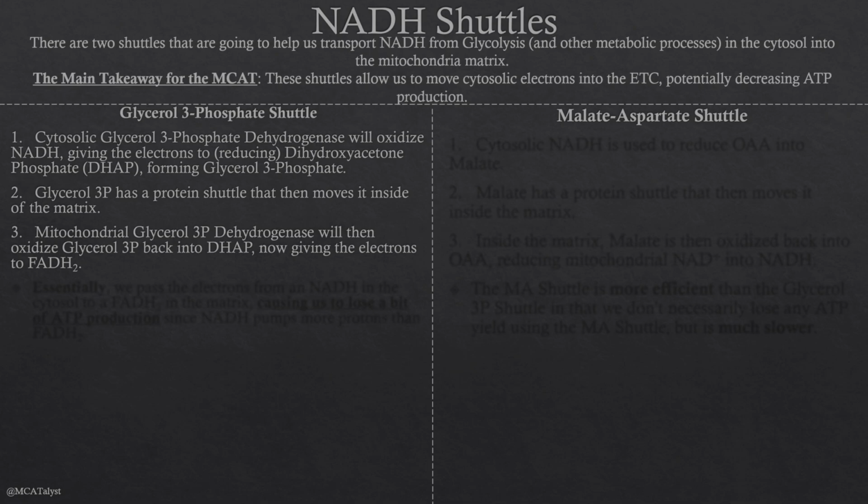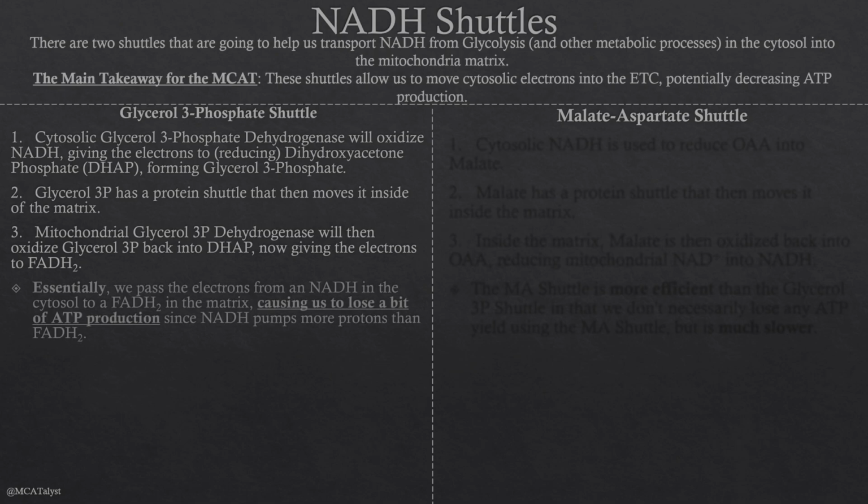So notice that you can kind of think of it as the electrons have lost a little bit of their potential energy. Instead of us giving the electrons back to NAD to form NADH inside the matrix, we had to give them to FAD instead. And remember, FAD is not as efficient of an ATP producer as NADH. We'll talk about that later. Essentially, all that's happening is we are passing the electrons from a cytosolic NADH to a matrix FADH2. This is going to cause us to lose a little bit of ATP production since NADH pumps more protons than FADH2. This shuttle in general is very quick, but it is going to decrease our ATP yield.